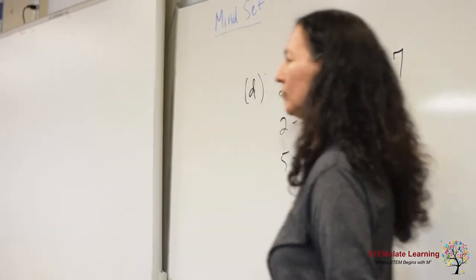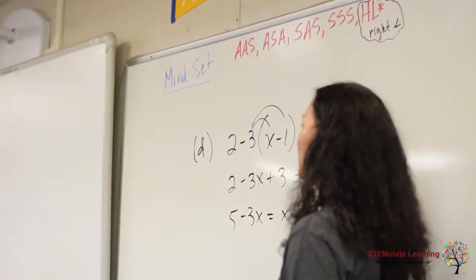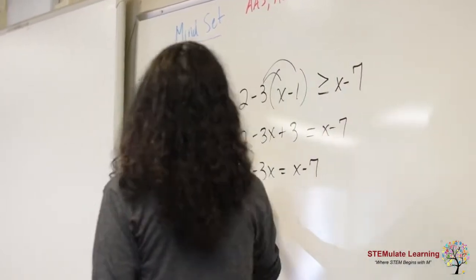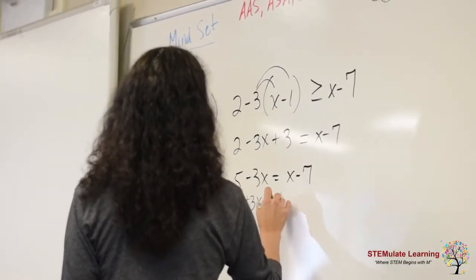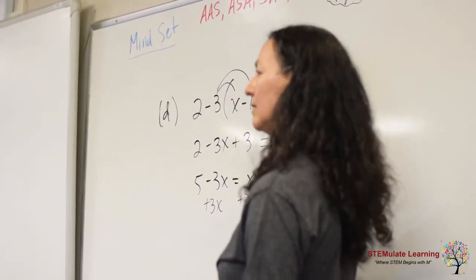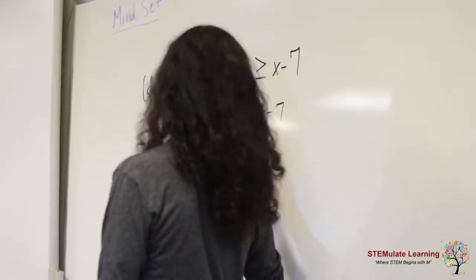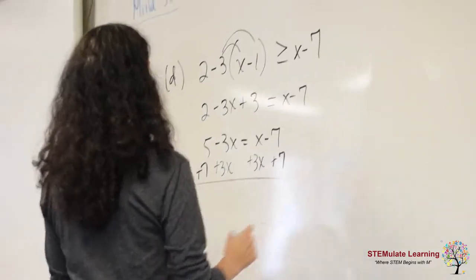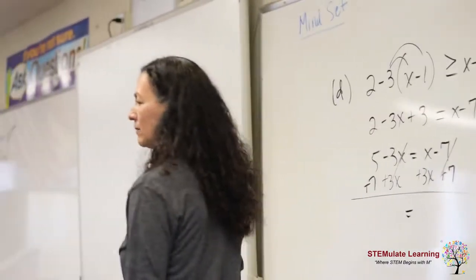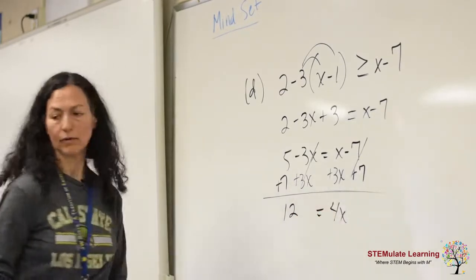All right, now what? Put the x's on one side. Which one should I move in which way? Let's add 3x to both sides. And let's go ahead and do the opposite of this one. This one says minus 7, so add 7 on both sides. We got opposites here. These are opposite. That's a 0. So 7 plus 5 is 12 equals 4x. One more step.